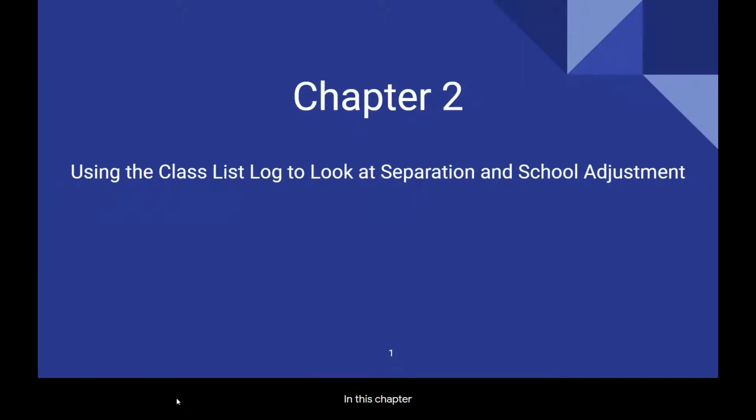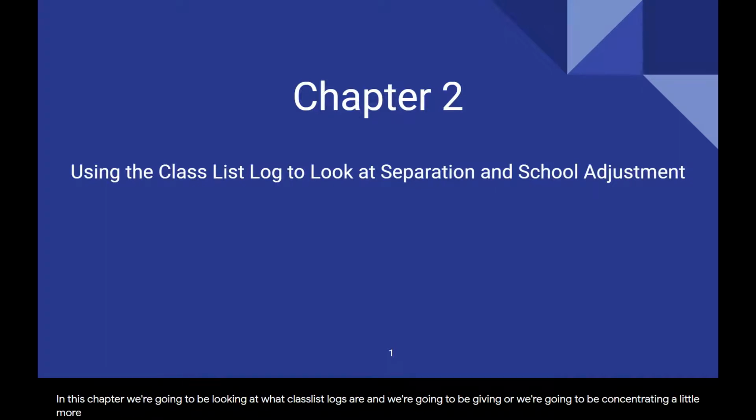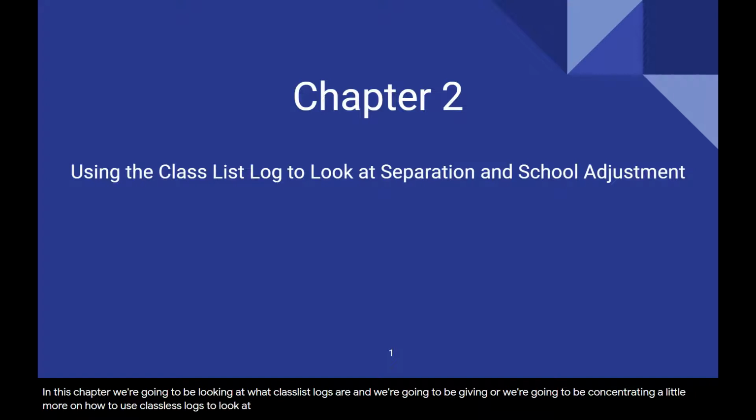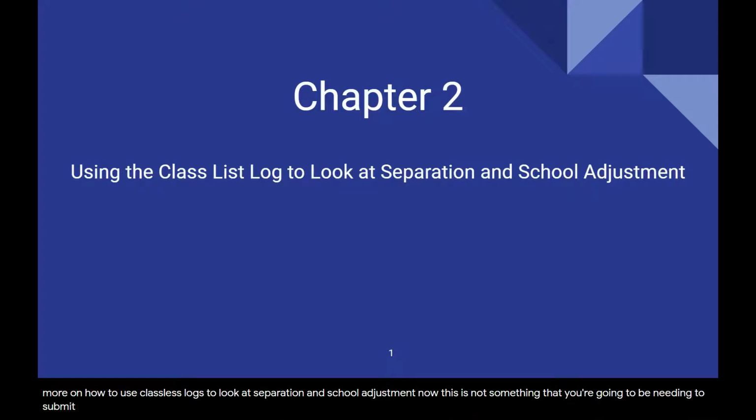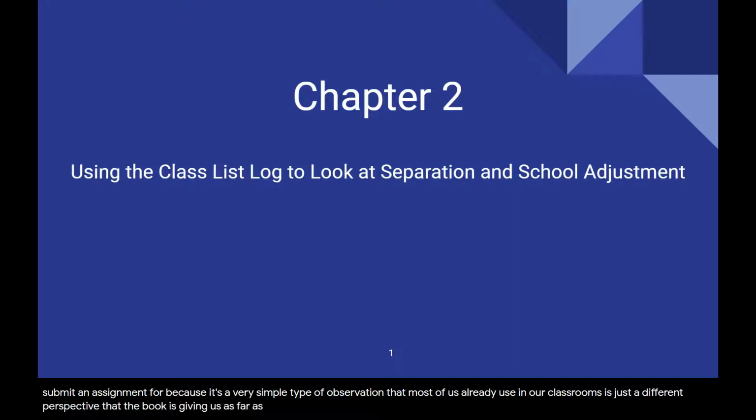In this chapter, we're going to be looking at what class list logs are, and we're going to be concentrating a little more on how to use class list logs to look at separation and school adjustment. Now, this is not something that you're going to need to submit an assignment for because it's a very simple type of observation that most of us already use in our classrooms. It's just a different perspective that the book is giving us as far as when to use them or how to use them when we're looking at separation and school adjustment.